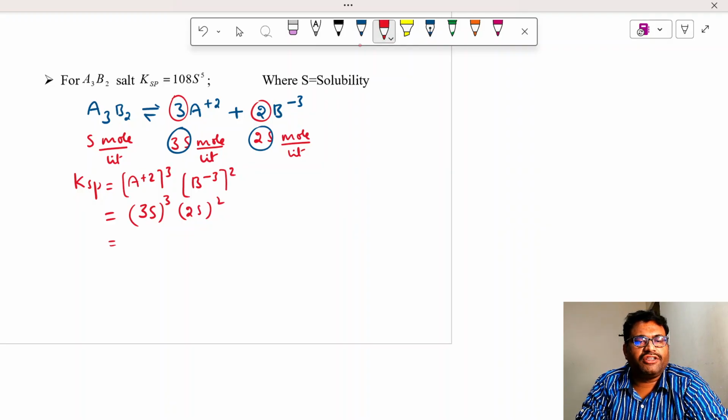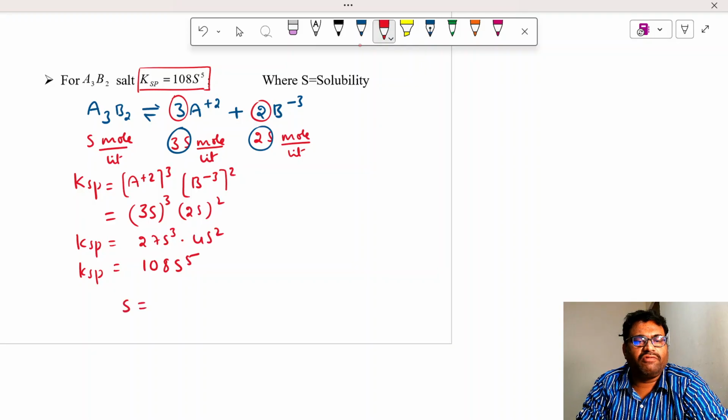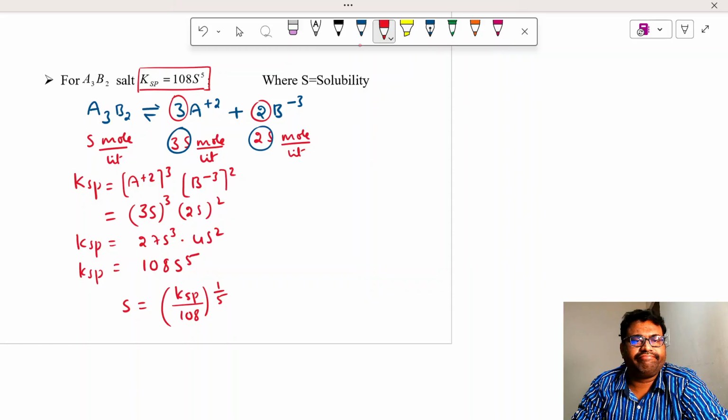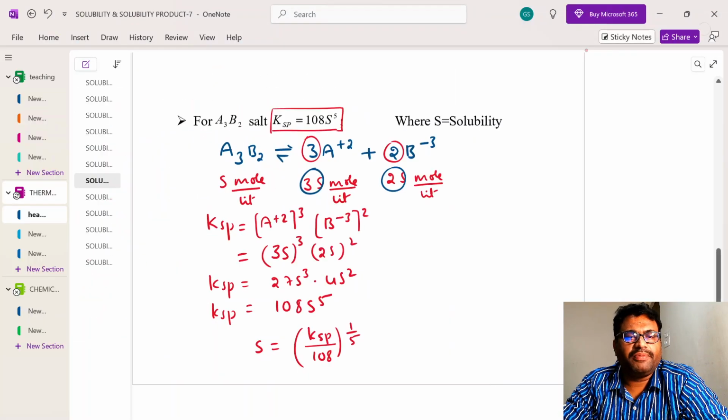So 3 3 is 9, 9 3 is 27, 27 S cube into 4S square. KSP is equal to, then what do you get? 27 into 4, 7 4 is 28, what do you get? 108 S power 5. So here you can find KSP is equal to 108 S power 5. Then S will be equal to KSP by 108, all power 1 by 5. That will be the answer, right? Okay. Next, let us go with the next part.